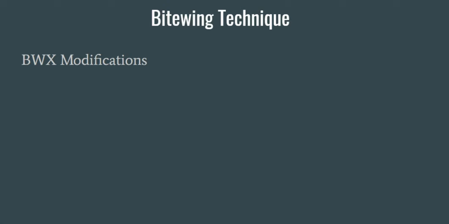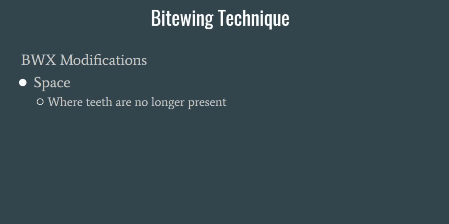Like our other techniques, we may need to have some modifications when using the bite wing technique, and this is due to the various anatomical conditions that can be present in the mouth. One of those modifications may be required due to space or edentulous areas where teeth are no longer present. To modify for this, you can place a cotton roll in the area where there are missing teeth, and this will support the bite wing tab or the film holder.